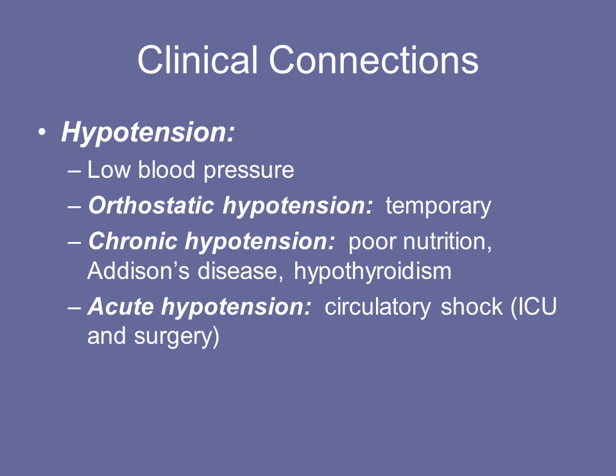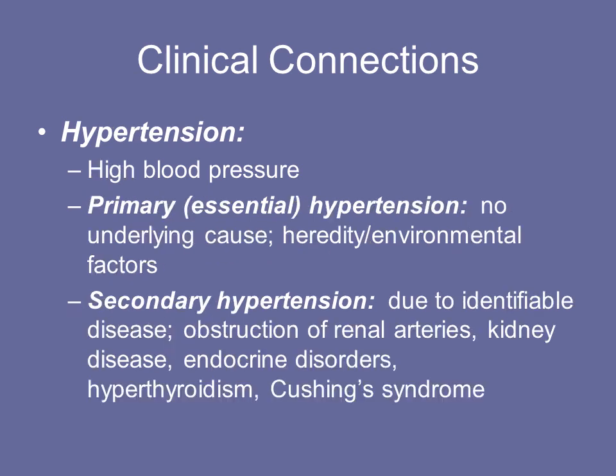Acute hypotension, where you suddenly have a severe drop in blood pressure, may be due to shock, and you need to address what's causing the shock. You don't just treat the symptom, treat the cause. Hypertension is high blood pressure. Primary hypertension is where there's no underlying cause. It may be genetics, it may be environmental factors being involved. Secondary hypertension is due to the results of some disorder or disease. You may have kidney disease, you may have an endocrine disorder, etc.